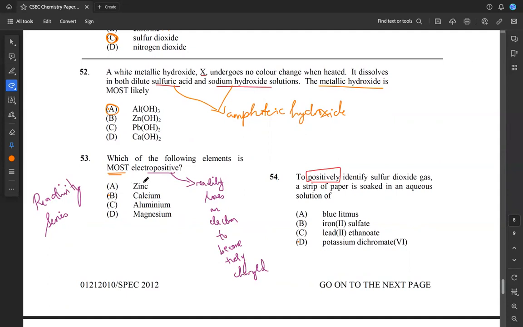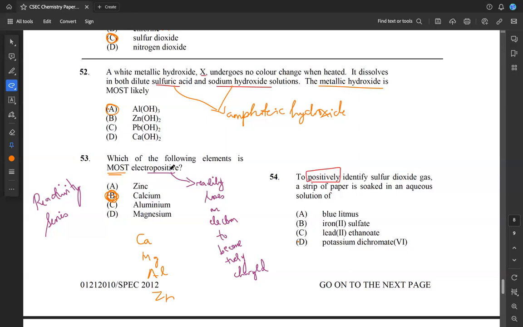We can use the reactivity series to figure out which of these is the most reactive one. Let's write our reactivity series here. We have zinc, calcium, aluminum, and magnesium. Calcium is more reactive than magnesium, which is more reactive than aluminum, which is then more reactive than zinc. So calcium is the most reactive, then magnesium, then aluminum, then zinc. So our calcium is going to be the most electropositive. Remember, the most reactive metal, based on the reactivity series, is the one that's going to be the most electropositive.